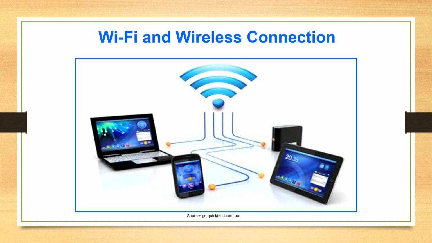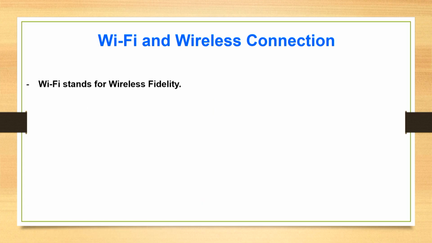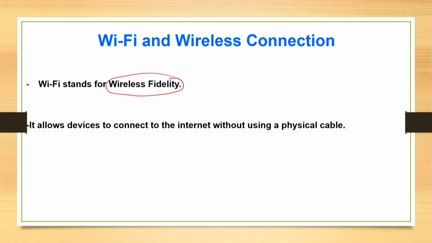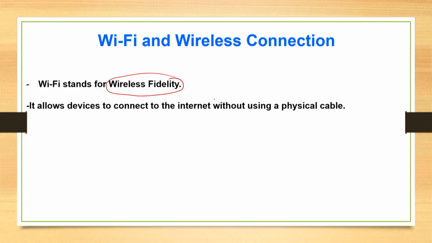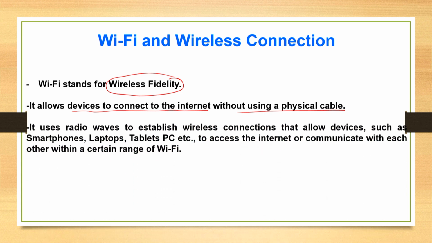So how can it be done? Here Wi-Fi means wireless fidelity. What does it do? It allows devices to connect to the internet without using a physical cable. That's why it is called a wireless connection. Then how does it establish the connection?